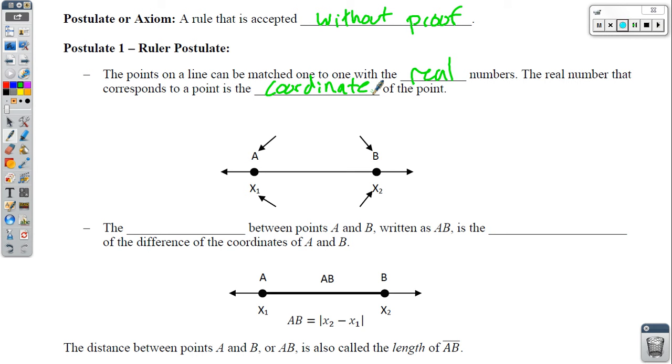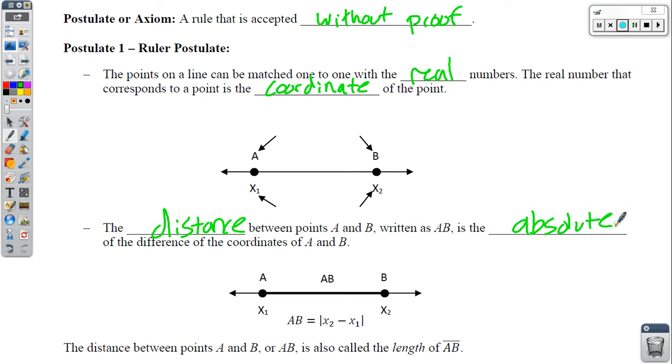So we call that location on the line the coordinate of the point. Now if we want to find the distance between 2 points, what we can do is just subtract the coordinates and then take the absolute value.